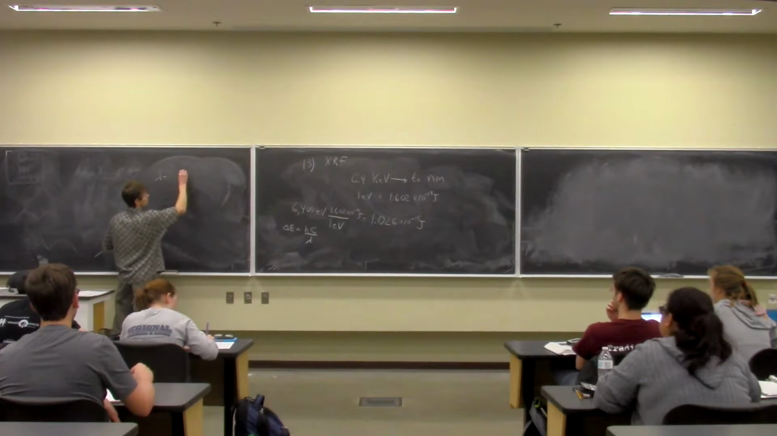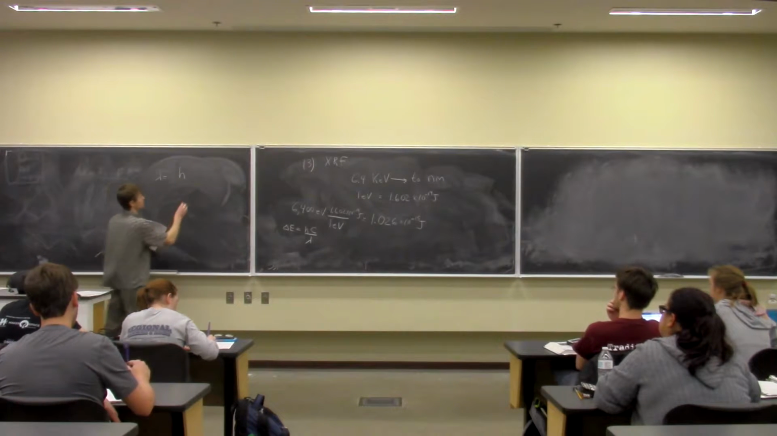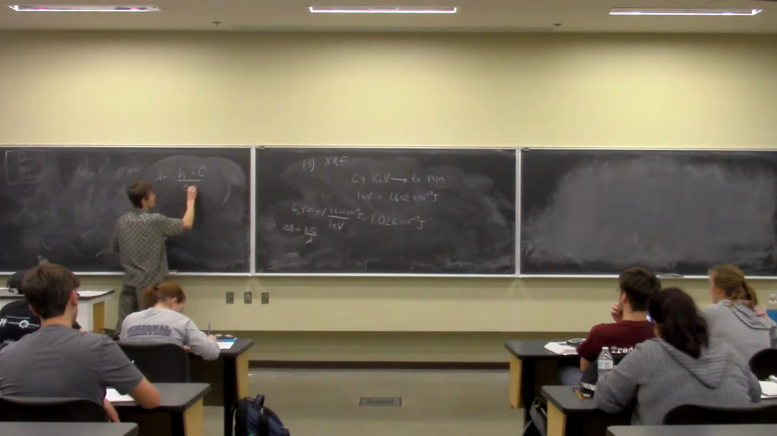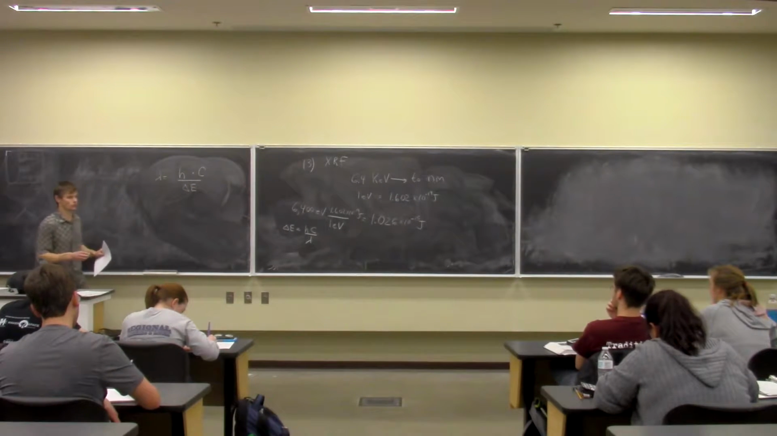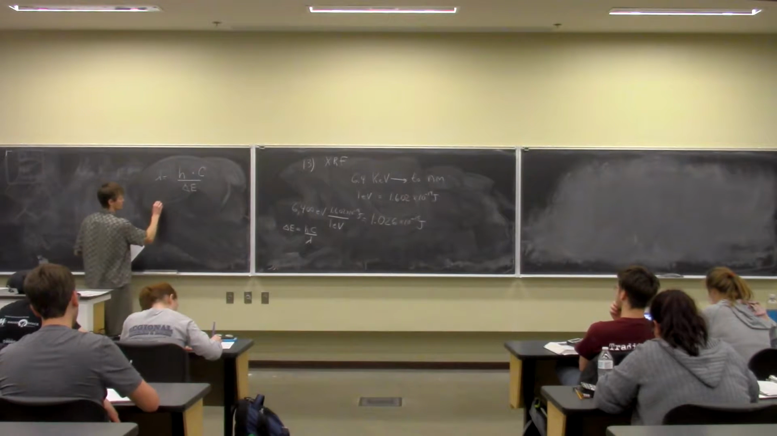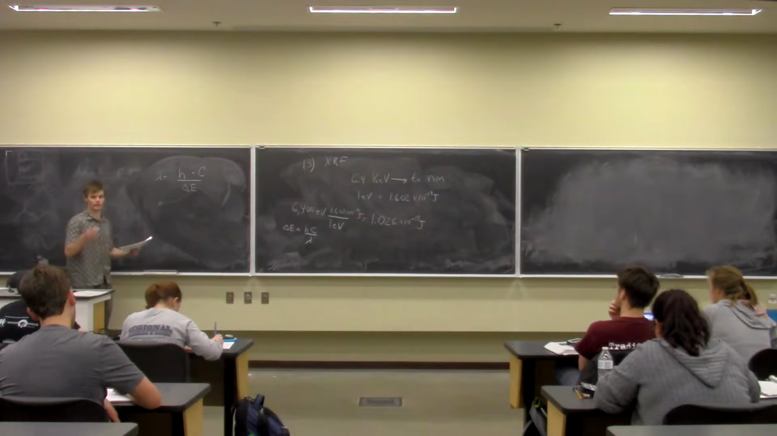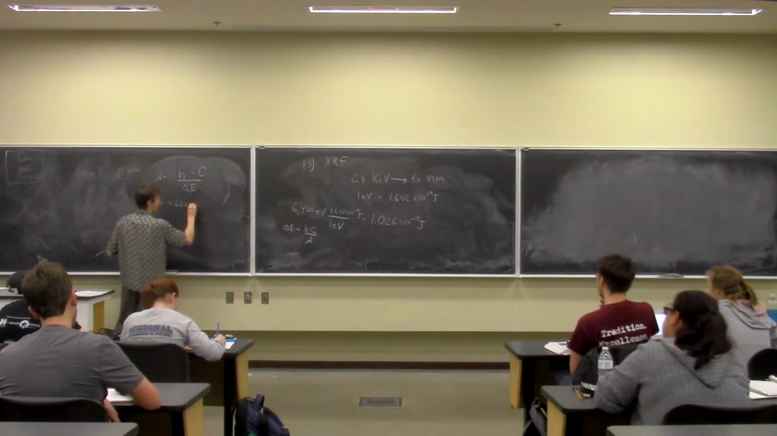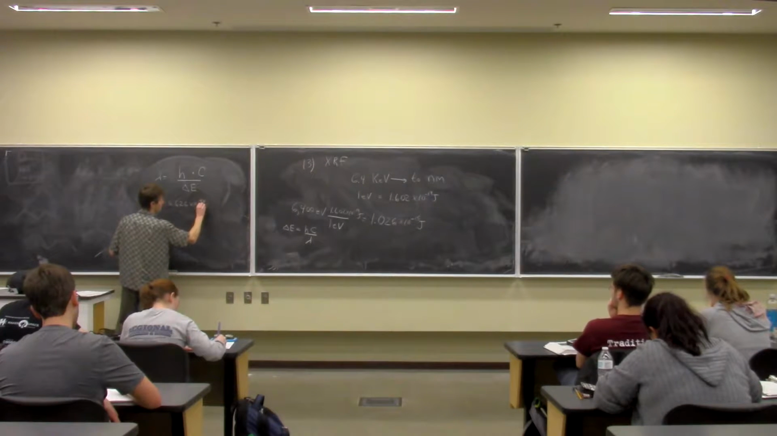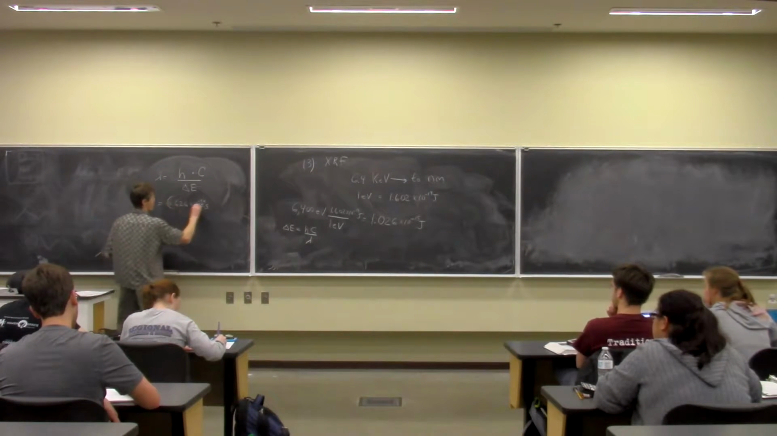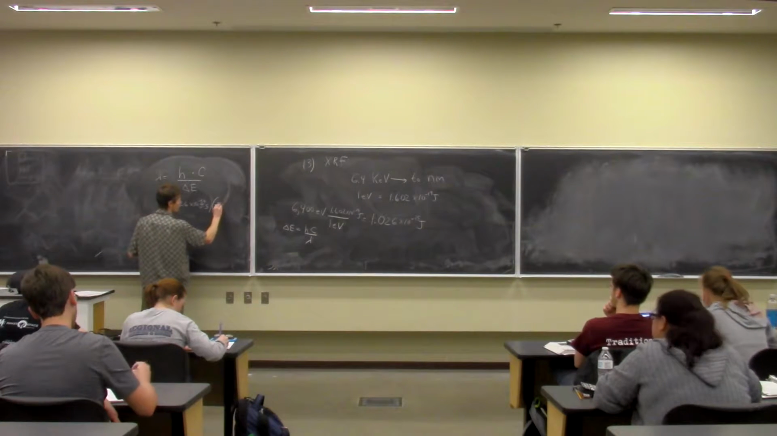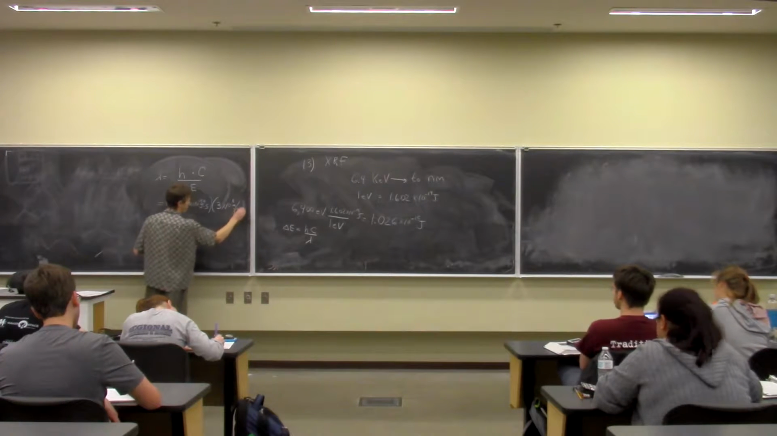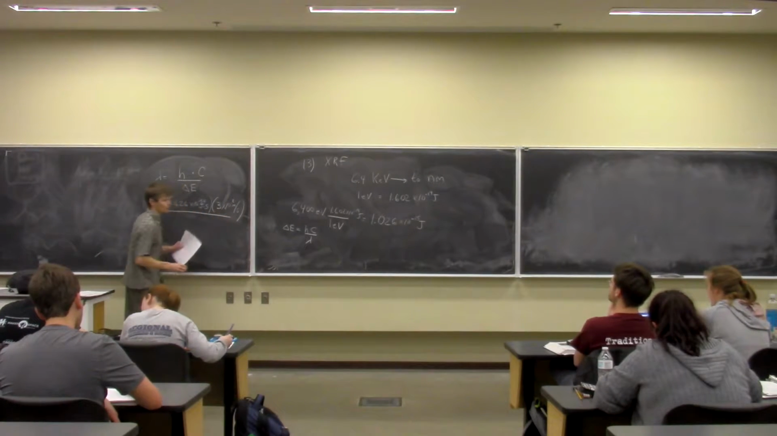Wavelength is just equal to h, Planck's constant, times the speed of light, divided by the energy that we just calculated. Planck's constant, again, is given on the equation sheet. Speed of light, also given on the equation sheet. Divided by our energy.